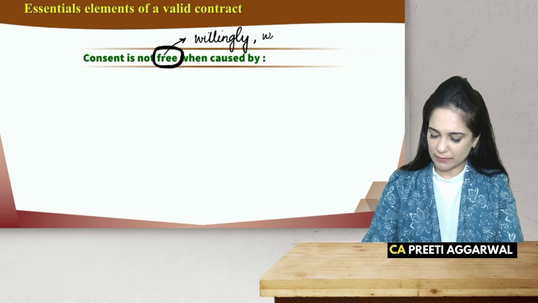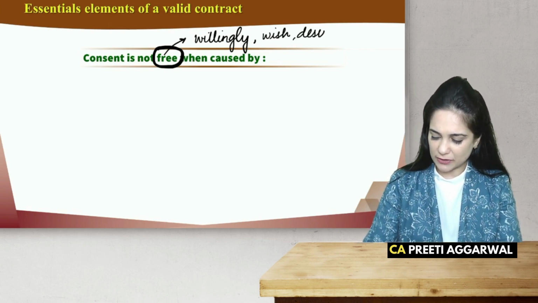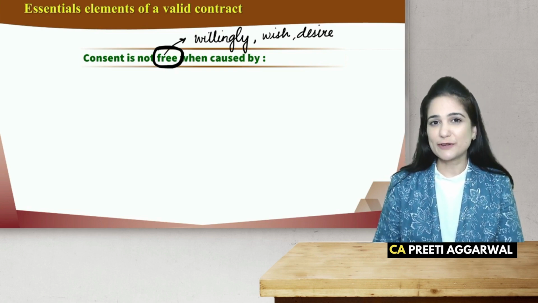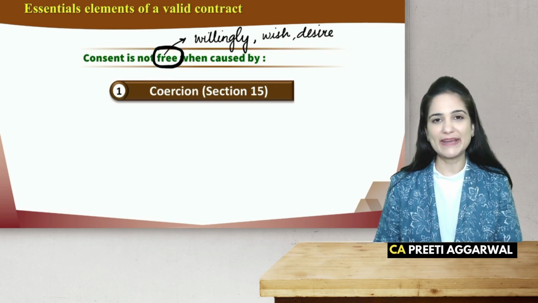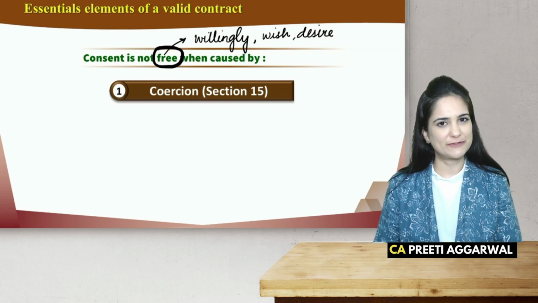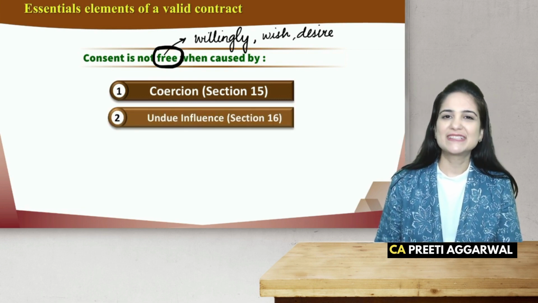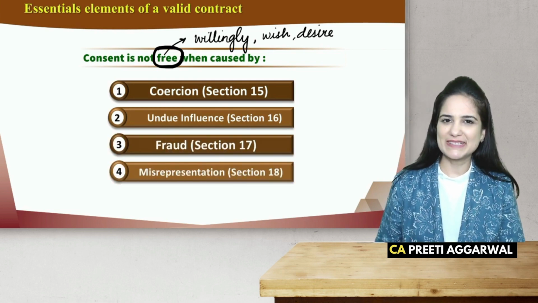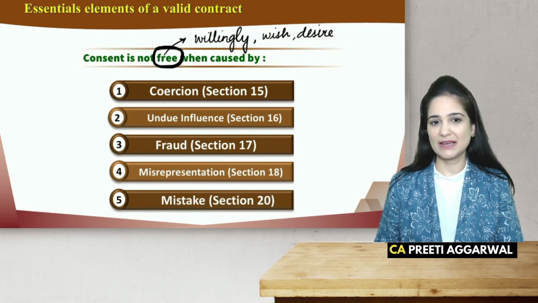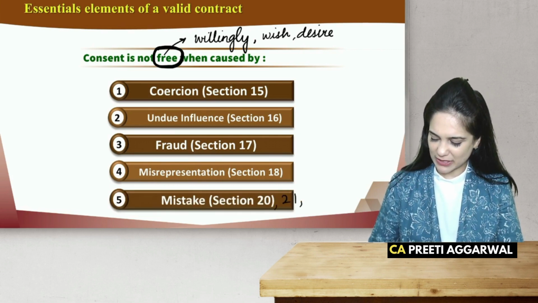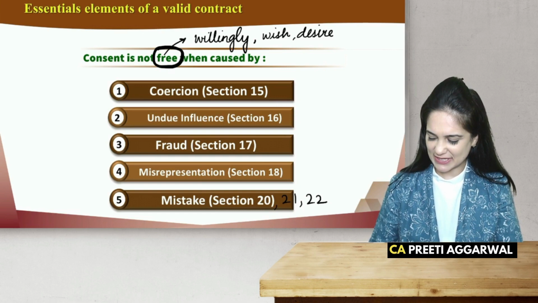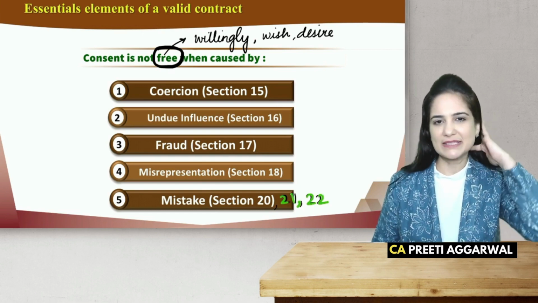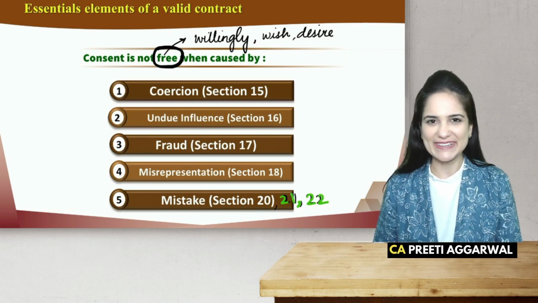Okay, I'm doing it by my wish. It's my desire to enter into contract. Nobody has forced me. But consent is not free when it is obtained by coercion, section 15, undue influence, section 16, fraud, section 17, misrepresentation, 18, and mistake, 20. We also have 21 and 22 that we will discuss later. We can't see section 19. Well, the section is absconding for the time being. We'll try to find it later.